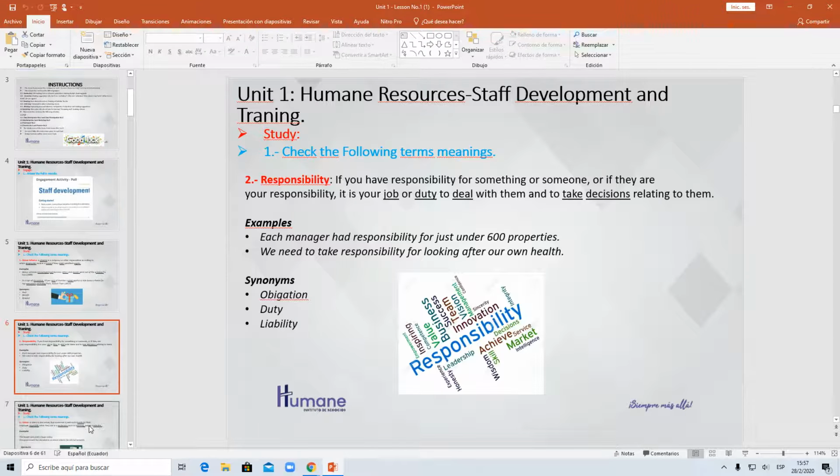Another term is responsibility. If you have responsibility for something or someone, or if they are your responsibility, it is your job or duty to deal with them and to take decisions related to them. Examples of the sentence could be: each manager had the responsibility for just under 600 properties, and we need to take responsibility for looking after our health. Synonyms for responsibility could be, as it was mentioned before, job, duty, obligation, or liability. Okay?